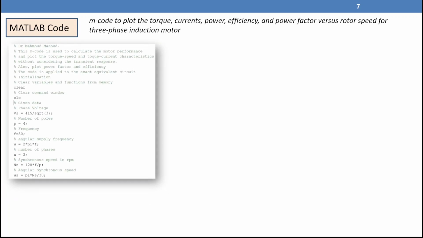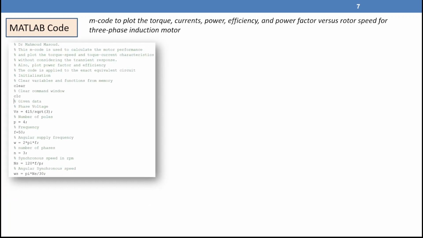So we are going to start our problem by making the initialization, the clearing, and then we're going to input the data. We know the voltage, the number of poles, the supply frequency, and then we're going to calculate the omega, which is 2 pi f, number of phases 3, and then we can calculate the synchronous speed in RPM and in radian per second.